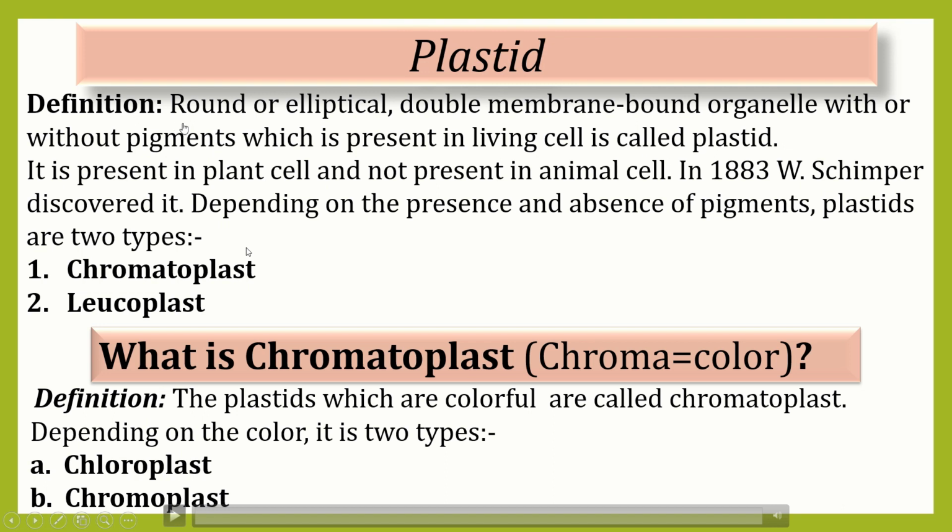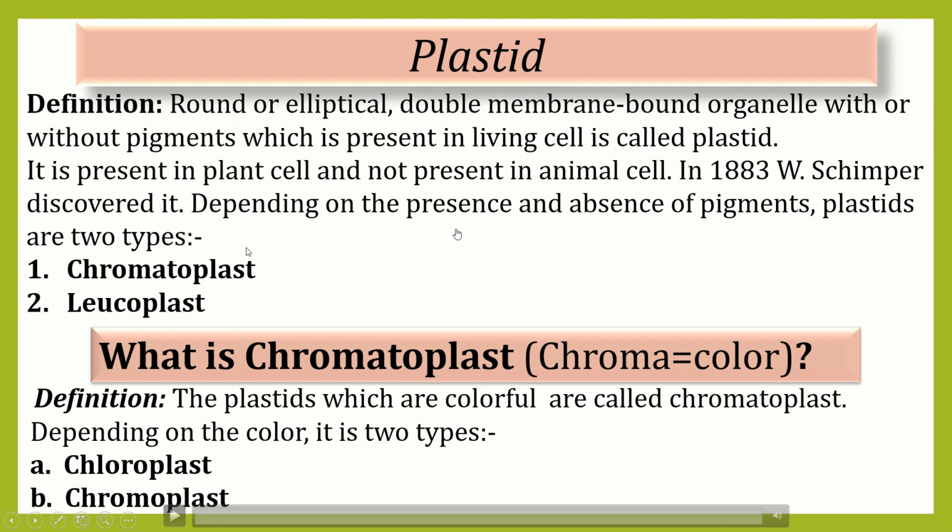Definition of plastid: a round or elliptical, double membrane bound organelle with or without pigments, which is present in living cells, is called plastid. It is present in plant cells and not present in animal cells. In 1883, W. Schimper discovered it.